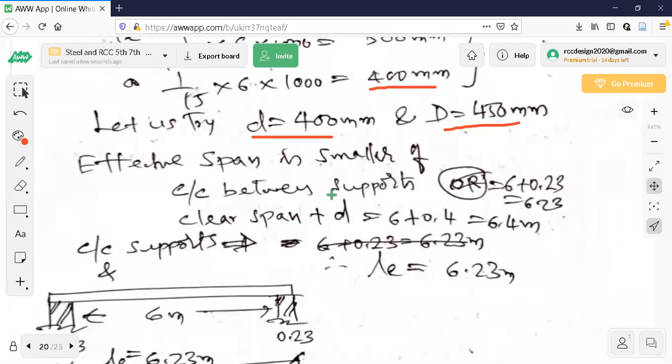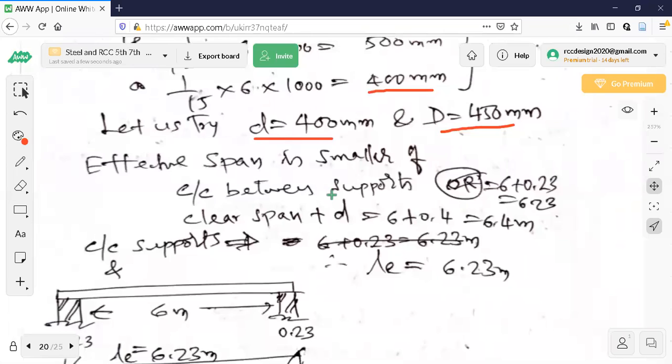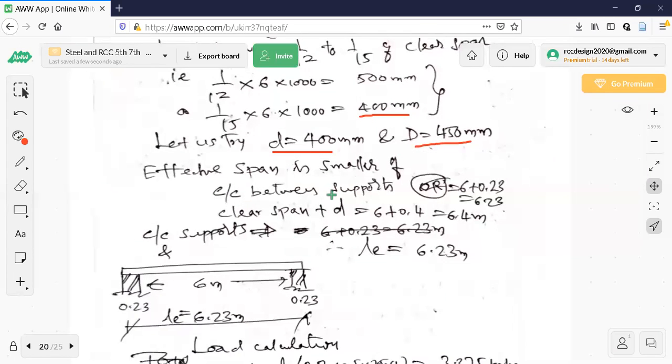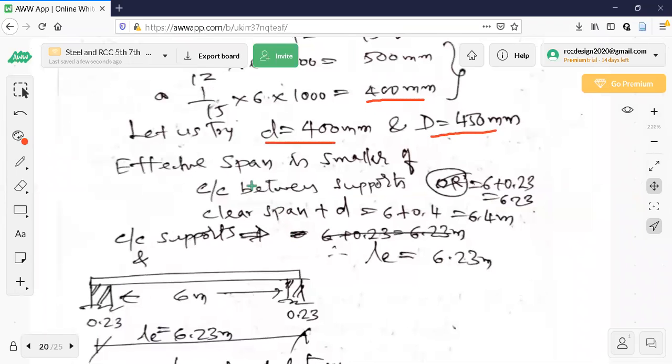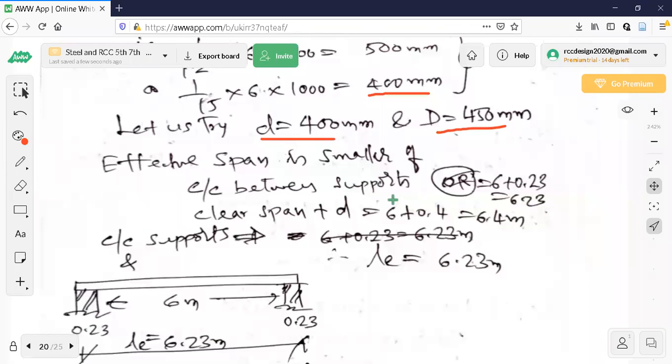Now effective span has to be calculated. This is a term you observe here. So far we have not heard of this one. Effective span should be calculated. Observe this. Effective span is the smaller of center to center distance between the supports.